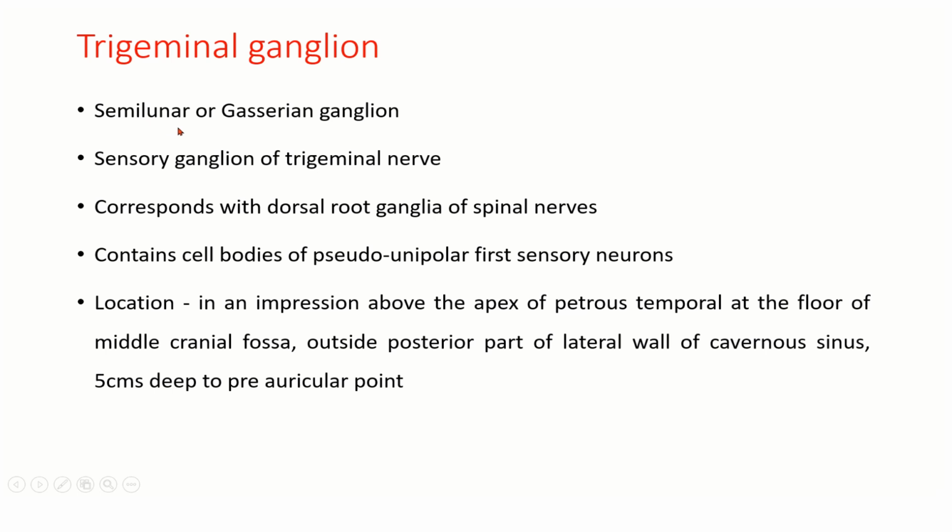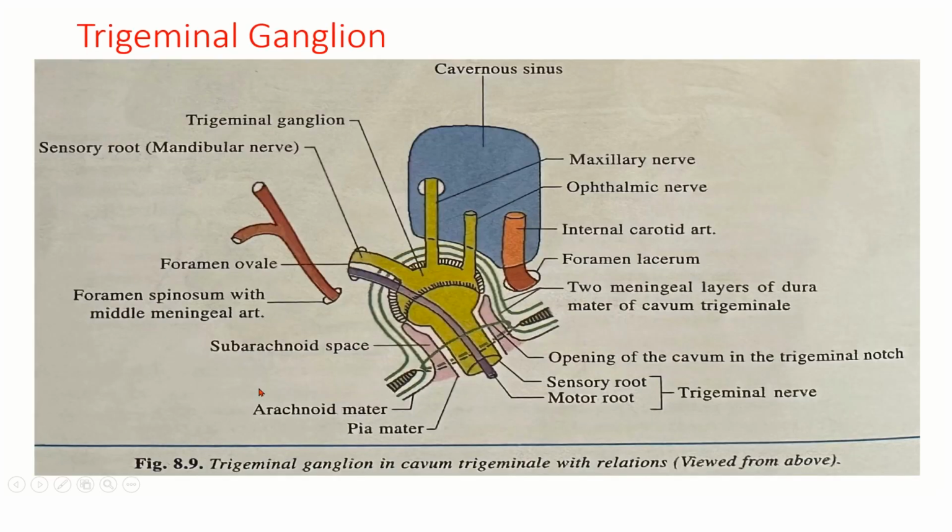The trigeminal ganglion is also called the semilunar ganglion or gasserian ganglion. It is a sensory ganglion that corresponds with the dorsal root ganglia of spinal nerves and contains cell bodies of pseudounipolar first-order sensory neurons. Location: in an impression above the apex of the petrous temporal bone at the floor of the middle cranial fossa, outside the posterior part of the lateral wall of the cavernous sinus. It is almost 5 centimeters deep to the preauricular point.